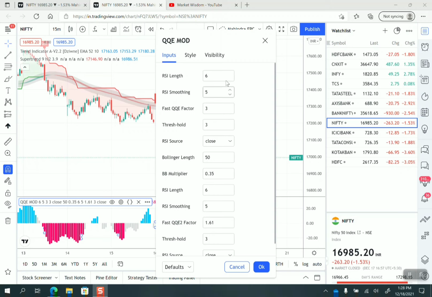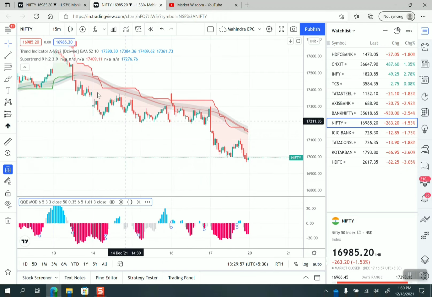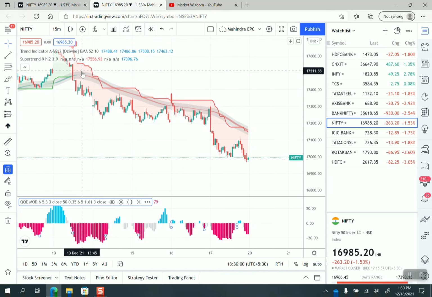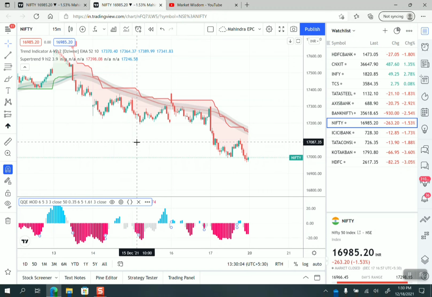Now let's see the settings that I'm giving over here. Make sure you have these same settings. In this QQE mod, we don't have to change the default settings. Keep the settings as they are, and just make sure the settings are the same in your case as well. RSI length is 6, RSI smoothing 5, fast QQE factor 3. Keep all these settings as they are and say OK. Now we are done with these three indicators added on our chart, and now we will see how they give us the buy and sell signal.